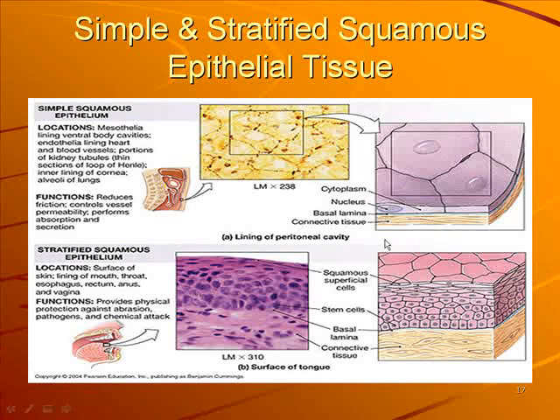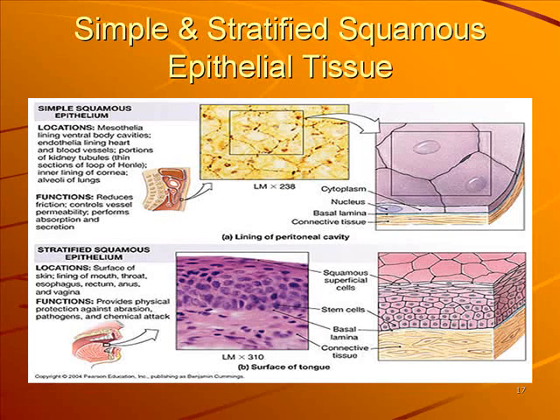Now, when we talk about simple squamous, where is it located? Mesothelial lining of ventral body cavities, endothelial lining of the heart, blood vessels, portions of the kidney tubules. We see this in the loop of Henle, which is a portion of the kidney. I won't go into a lot of detail about that because you have to take A&P 2 to really get into the details of the kidney. But if you see simple squamous epithelium, it gives you some idea where these structures are located. Function basically reduces friction, controls vessel permeability, and also performs absorption and secretion.